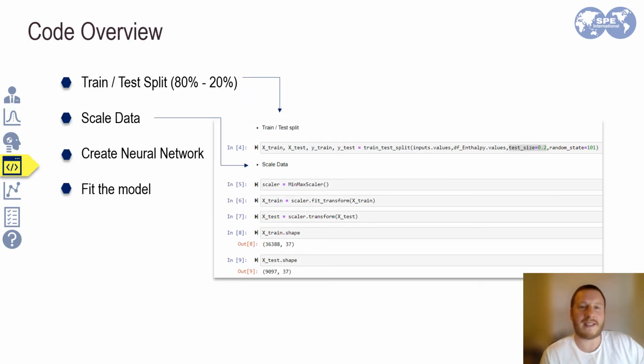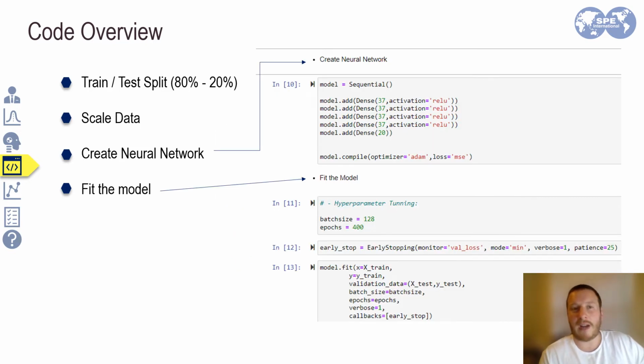To give some insights about the model and code overview, we applied an 80-20 train test split, then train data was scaled before feeding the neural network. The neural network had 5 layers, including input and output layers. 37 neurons per layer except the output layer, which had 20 neurons, where each one will predict 1 year of the output. The model was fitted with 400 epochs and 128 for batch size.